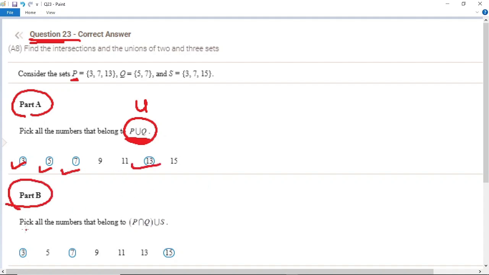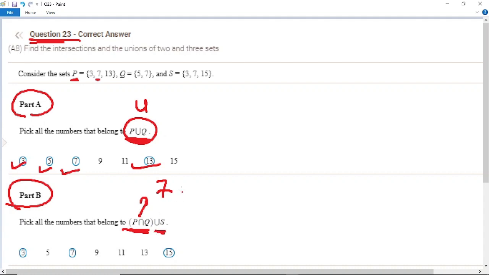Okay. Part B. Pick all the numbers that belong to B intersect with Q. That means I need the number which is inside B and inside Q only, having the same number. So B here will be 3, 7, 13, and Q is 5 and 7. Which number is common here? Because I am asking for intersect, so it will be 7.